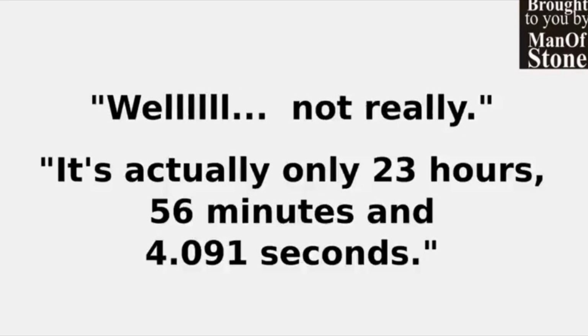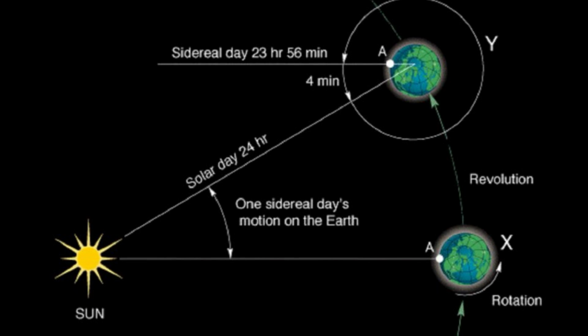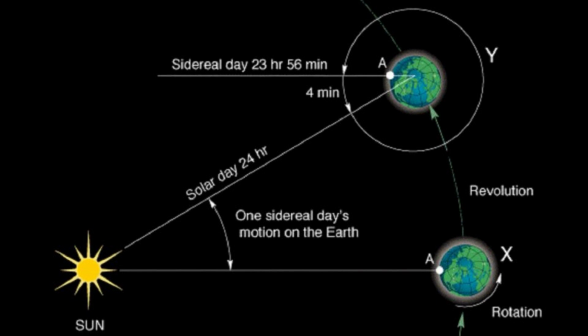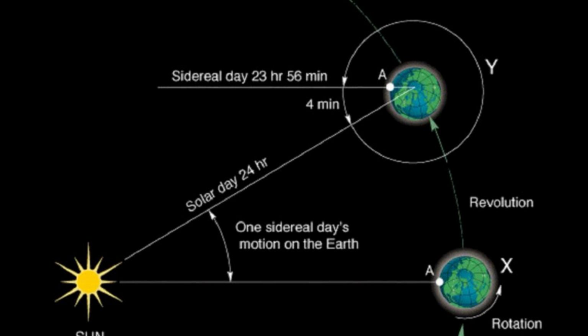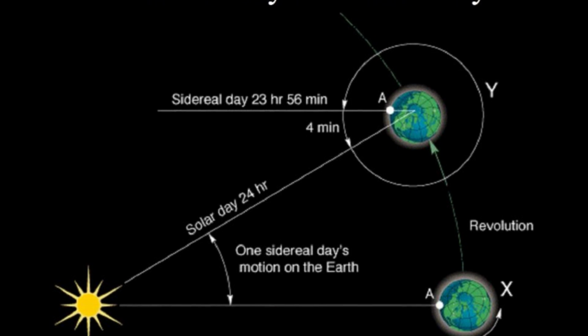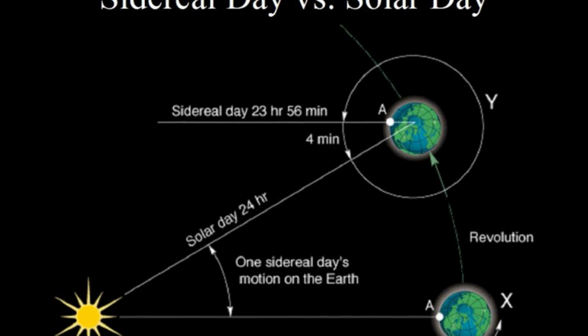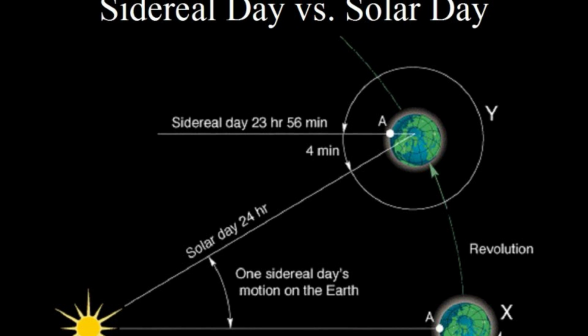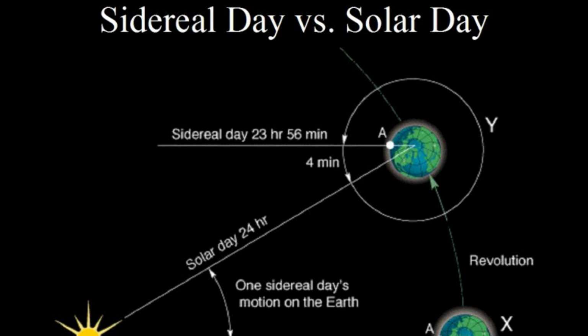minutes, and 4 seconds, which is true. The Earth spins around its axis once every 23 hours, 56 minutes, 4 seconds. And this is called a sidereal day. It's the time it takes for a fixed star to come back to exactly the same spot in the sky.